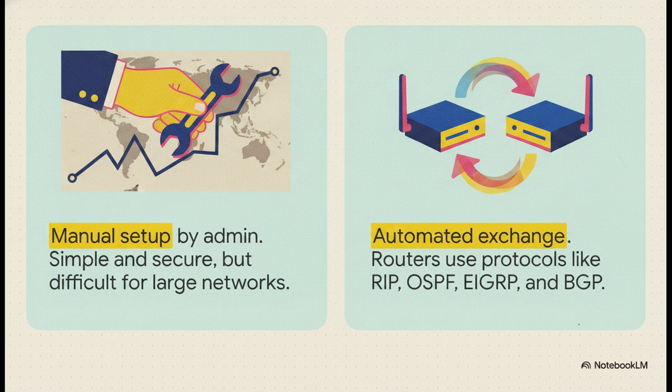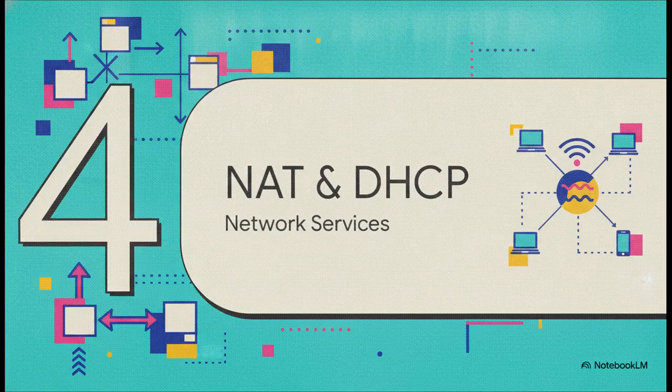That is exactly why dynamic routing exists. This is where routers automatically talk to each other and exchange route info using smart protocols like RIP, OSPF, EIGRP, or BGP. It's totally automated and scales up beautifully. Okay, on to section 4, NAT and DHCP services.